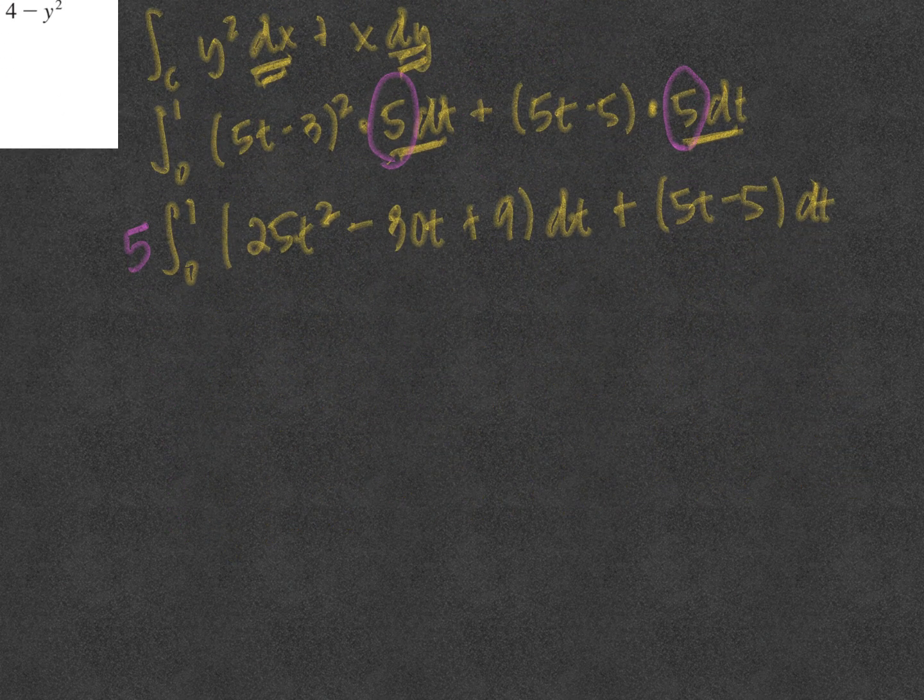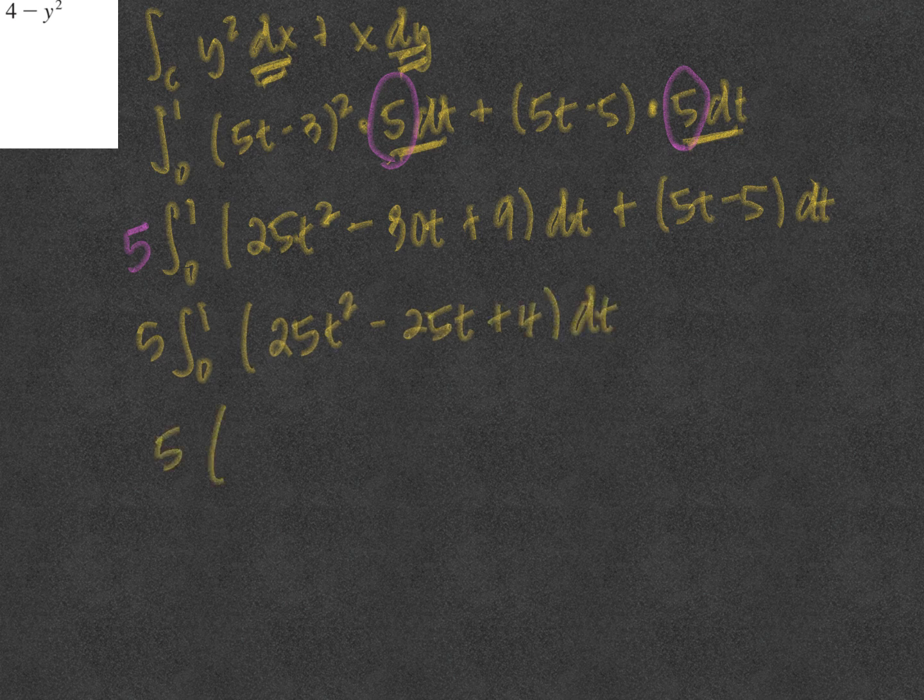All right, so let's combine like terms. Please don't integrate like that. Go ahead and combine like terms. Notice they're all with respect to t. So we have 25t squared, and we have minus 30 plus 5 makes minus 25t, and we have plus 9 minus 5 makes plus 4 with respect to t.